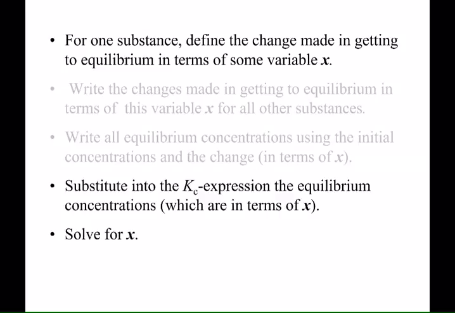Then we take these equilibrium concentrations and plug them back into our Kc, our equilibrium constant expression. You know the value of Kc. Now you have an expression in terms of just one variable x. If you have one equation and only one unknown, you should be able to get to that unknown. That's it. Solve for x.